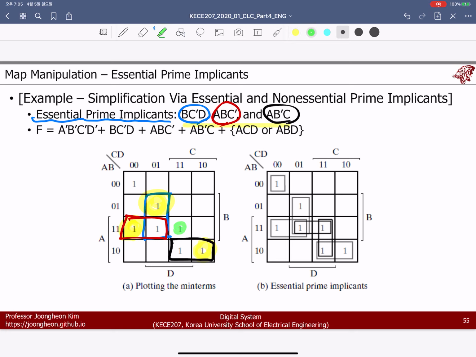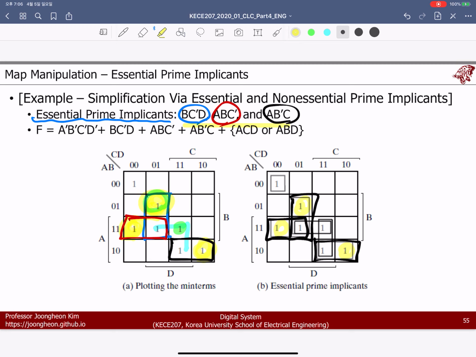For example, if we have this one, this can be covered by this one, or this can be covered by this one. That's why this is not an essential prime implicant. But the implicants which include the yellow spots can be essential prime implicants. Since yellow spots should be covered by the red one, blue one, and black one, we have to get them for sure. So we need this one, this one, and this one before starting. Then we can cover these, and then we can focus on the others.